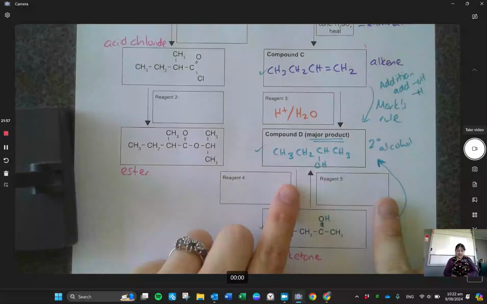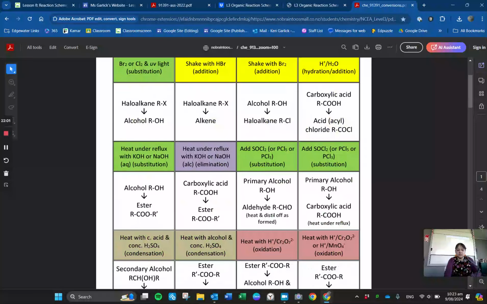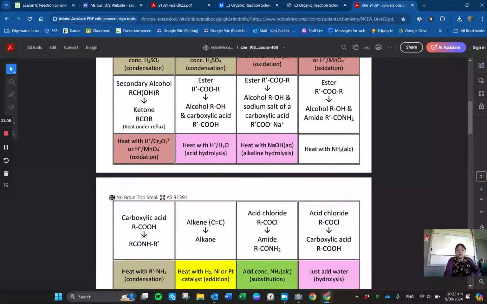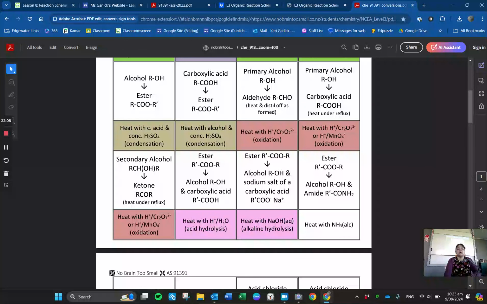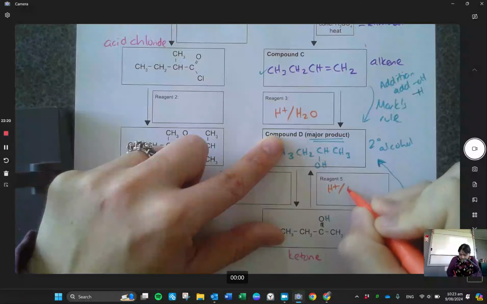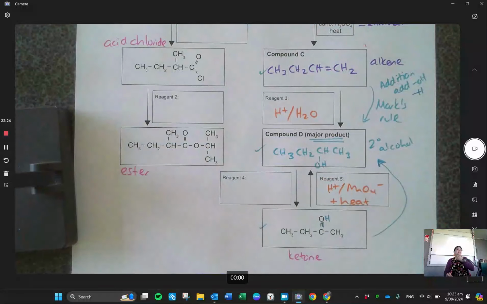Then I want to see how to go from a secondary alcohol to a ketone. Let's check that sheet. Where'd you go? Here we go. Secondary alcohol to ketone: you need heat with dichromate or permanganate. It's your choice. Both will be marked as correct. So I'm going to do permanganate plus heat. You do need to have that specification on whether it needs heat, pressure, or a catalyst.